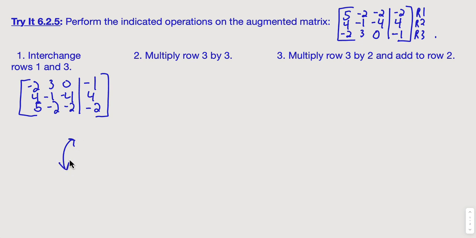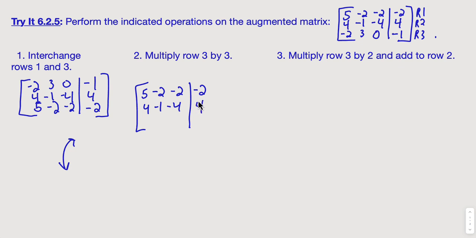So literally all we did was, when it says interchange, that just means you switch them around. With number 2, we're asked to multiply row 3 by 3. This is just a scalar multiplication. We take every element in row 3 and we multiply it by 3. So our first 2 rows remain the same. So 5, -2, -2, -2, 4, -1, -4, 4.